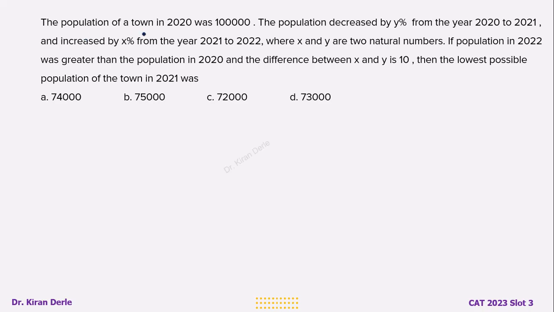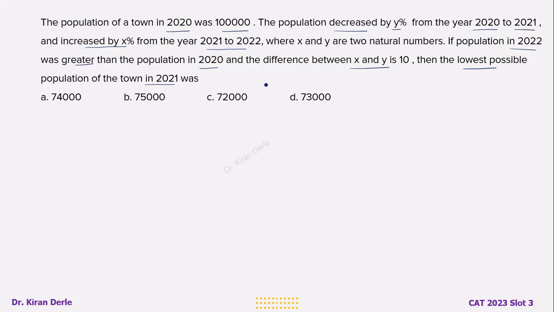The population of a town in 2020 was 1 lakh. The population decreased by y% from the year 2020 to 21 and increased by x% from this to this, where x and y are two natural numbers. Fine. If the population in 2022 was greater than the population in 2020 and the difference between x and y is 10, then the lowest possible population of the town in 2021 was.